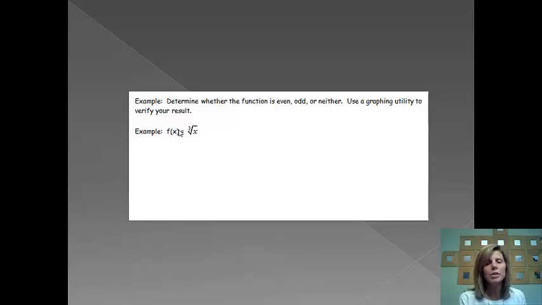Use a graphing utility to verify your results. So if I look at this one, f of x equals the cube root of x. I'm going to guess that it's going to be odd because there is an odd root going on. So I'm going to do my check for odd. And we know the check for odd is f of negative x is equal to negative f of x. And now we're actually just going to do some substitution to figure this out.